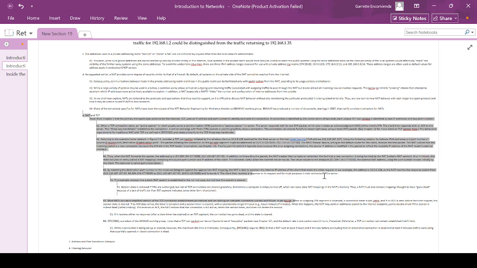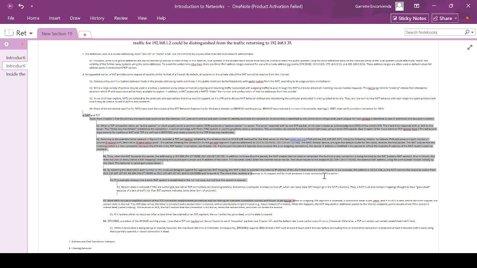In our example, this address 10.0.0.126, so the NAT rewrites the response packet from 212.110.167.157:80 and 63.204.134.177:9200 to 212.110.167.157:80 to 10.0.0.126:9200 and forwards it. The client then receives a response to its request and for most purposes is now connected to the server.